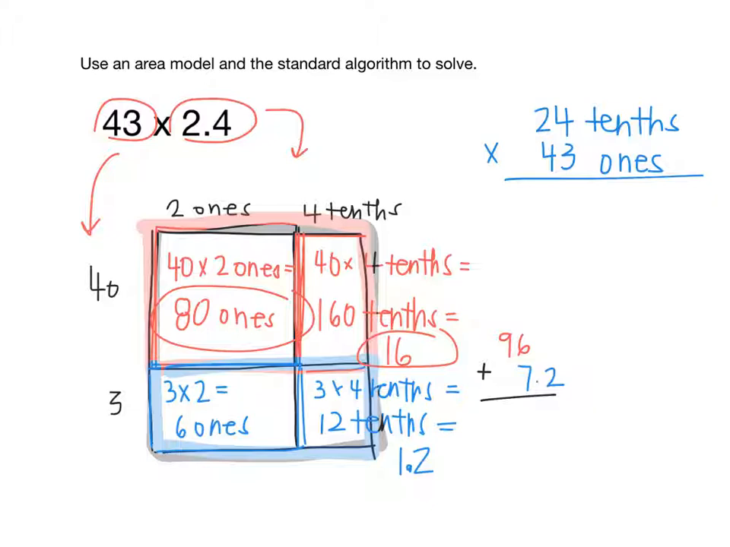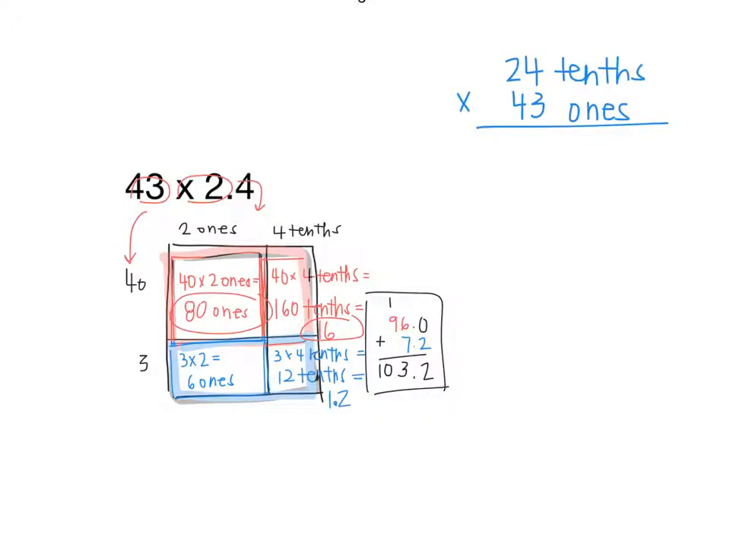So I have 0 tenths, right, because I can think of this as 0 tenths, plus 2 tenths. So how many tenths do I have altogether? 2. Great. I have 6 plus 7, which is? 13. Okay. 9 plus 1. 10. So my total product is 103.2.